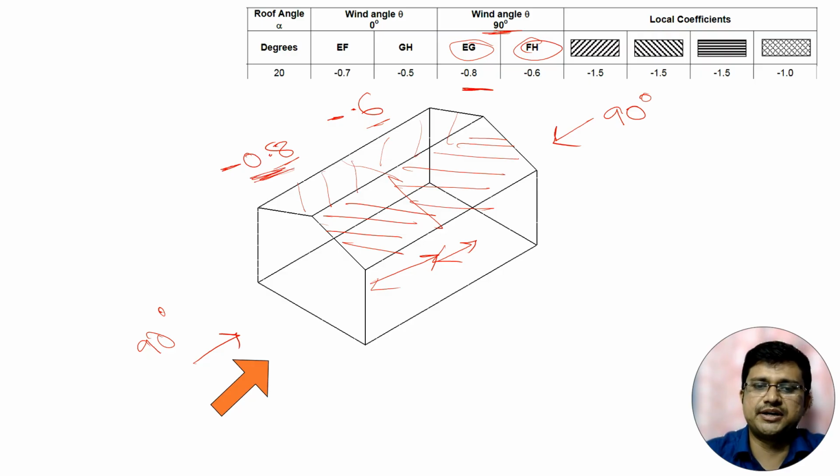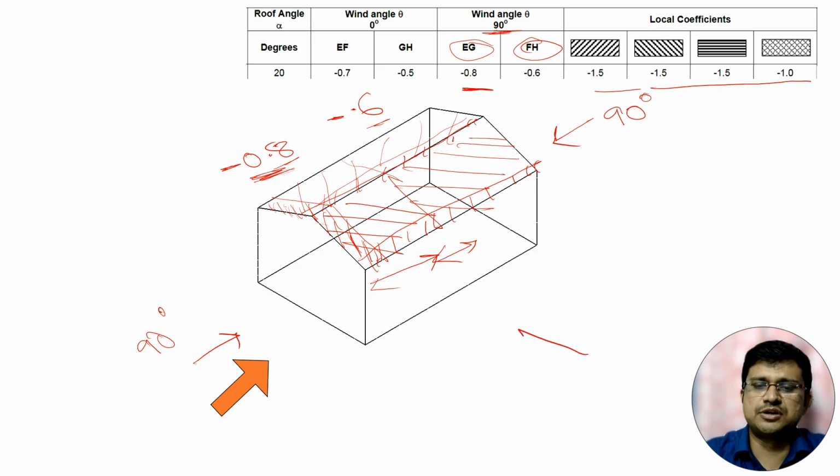Minus 0.8. And we have to also consider the local suction zone. So here for 90 degree, this is the local suction zone. So we will consider this zone for local suction. But our code has not specified which local coefficient we have to consider for which angle. So we will consider it for all portions actually. Here also we will consider local suction, here also we will consider local suction.